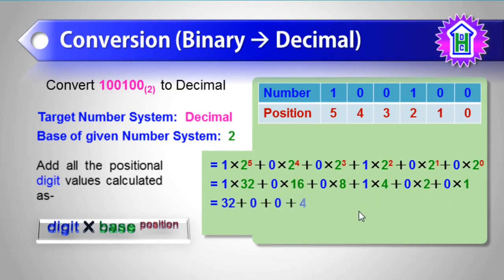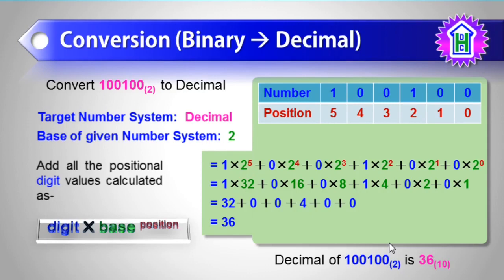Now in the next step it will be 32 plus 0 plus 0 plus 4 plus 0 plus 0. 32 plus 4 will be what? 36. So this is the decimal number which is equivalent to binary 100 100. So the decimal of 100 100, which is in binary, is 36. I am just writing the base of the decimal system. I may not write this.